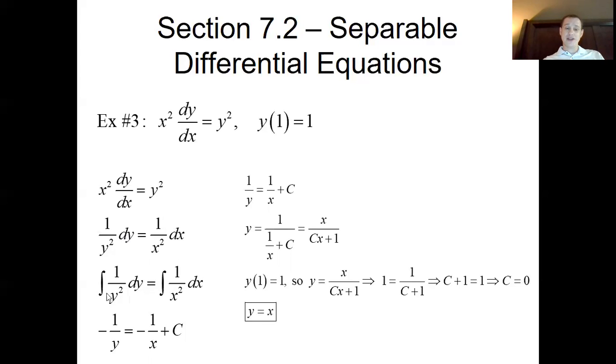Slap some integrals on these things. The integral of 1 over y squared is negative 1 over y. The integral of 1 over x squared is negative 1 over x. And of course, as soon as you get done doing your integral symbol, slap a plus c on that thing and solve for it. Now, how in the world am I going to solve this? Well, first things first, there's a negative here. Let's multiply both sides through by the negative. So 1 over y is 1 over x minus a constant.